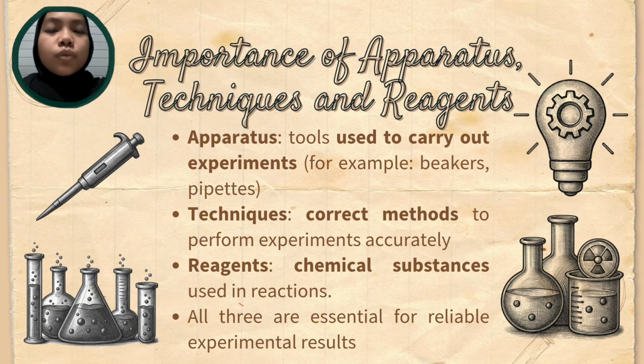Techniques refers to correct methods used when performing experiments. Using proper techniques is important because it ensures accuracy, consistency, and reliable results. Even a small mistake in the technique can affect the final outcome of an experiment. Reagents are the chemical substances used in reactions. They are carefully selected depending on the type of experiment being conducted. Without the correct reagents, a reaction may not occur or may give incorrect results.